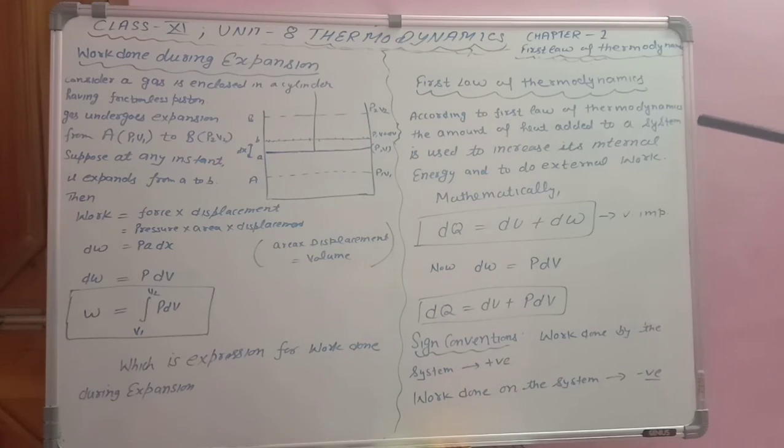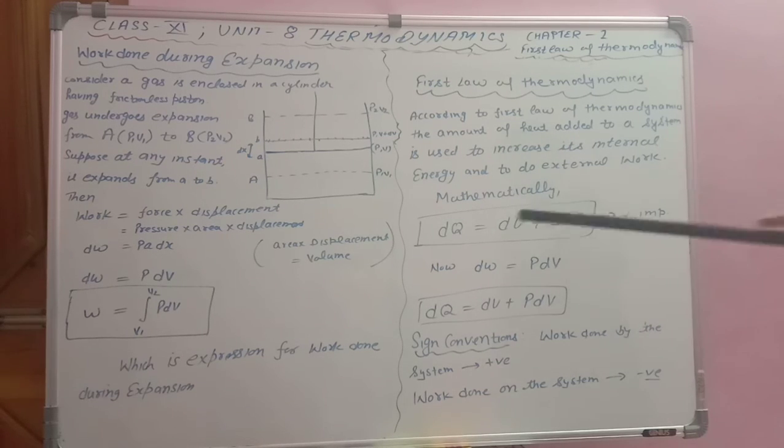According to the first law of thermodynamics, the amount of heat added to a system is utilized in two ways: to increase its internal energy and to do external work. Whatever heat you add to a system will not be utilized in one work, but in two works: increase in its internal energy, and doing the external work. Work means to expand something or to contract something.